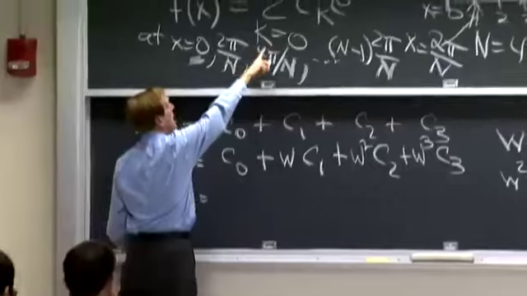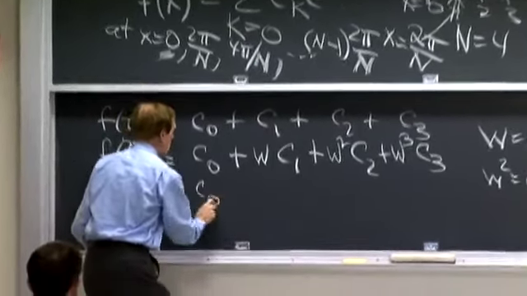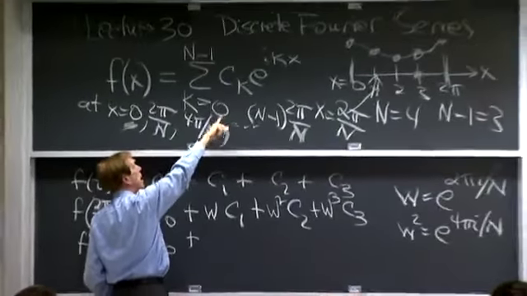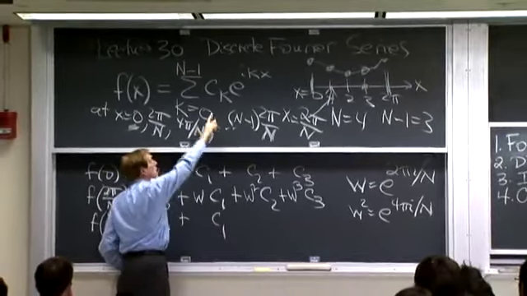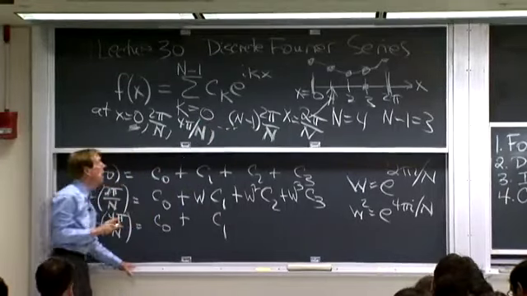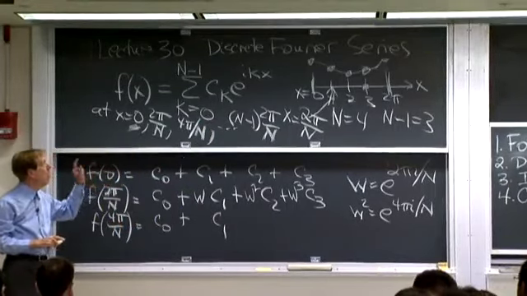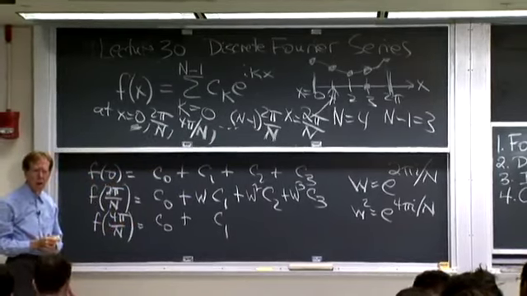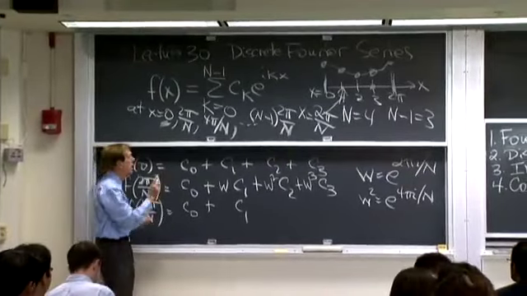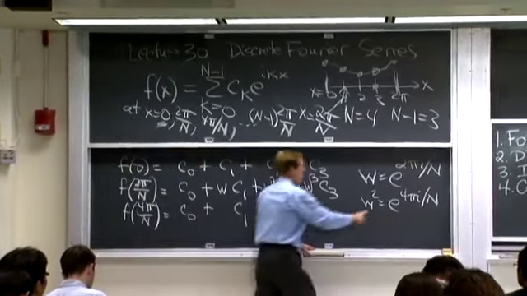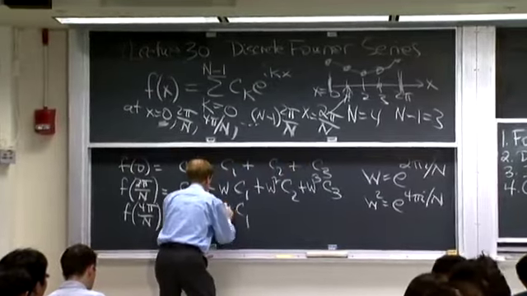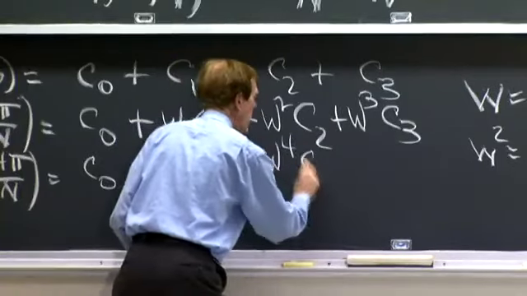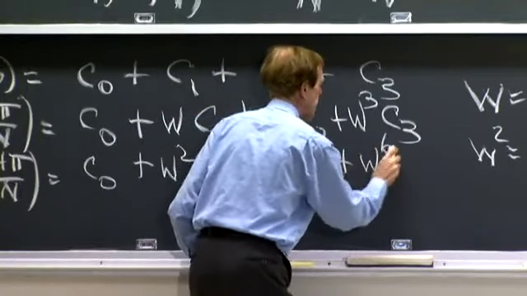Well, again, the k equals 0 term is just C0. The k equal 1 term, can you tell me what I get when k is 1? I have something times C1. It's e to the i 1, 4 pi over n. What's that? W squared. E to the i 4 pi over n is w squared. Look, this matrix is coming out symmetric. And this will be w to the 4th, and that'll turn out to be w to the 6th.